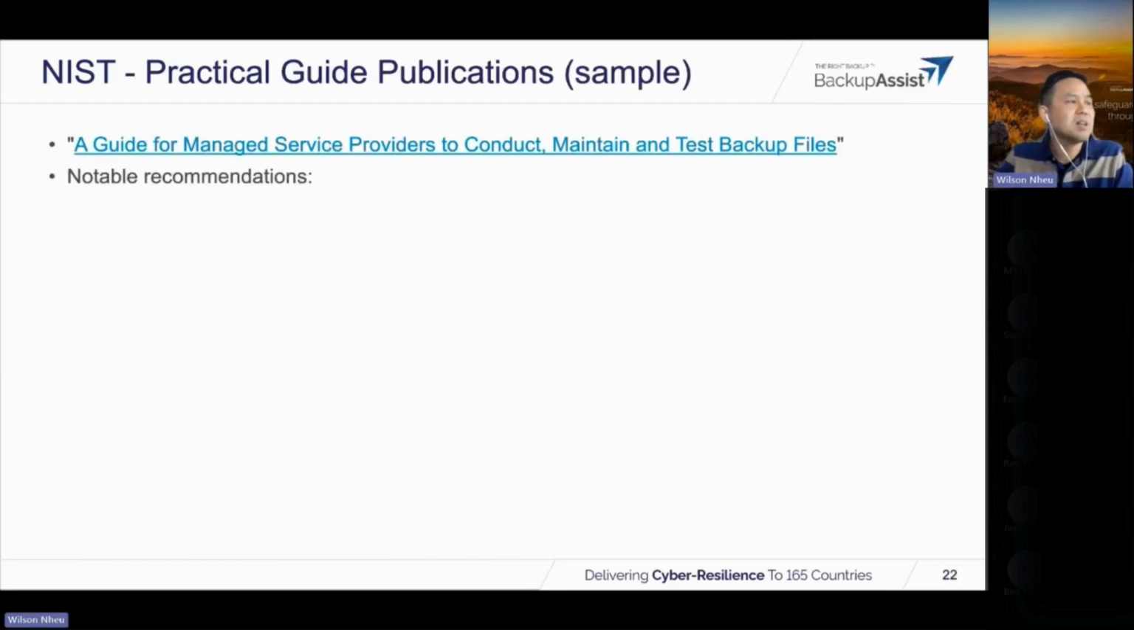Now, the other practical thing about NIST is that, just like the ACSC, they publish a lot of guides that are really useful, that give you a lot of good recommendations. An example here is a guide for MSPs to conduct, maintain, and test backups. The notable recommendations, I'm just going to go through them quickly. Use the 3-2-1 backup strategy. So I would assume all of you would have heard what that is.